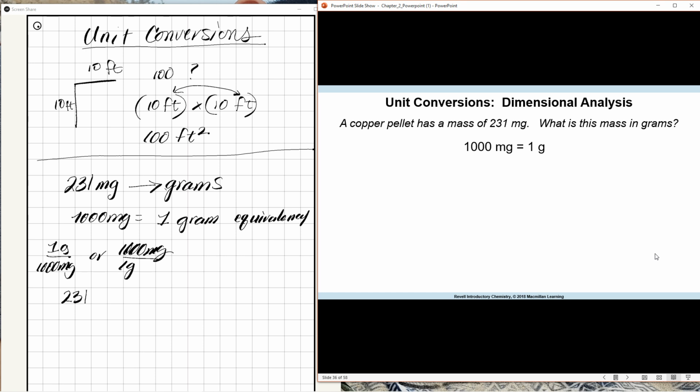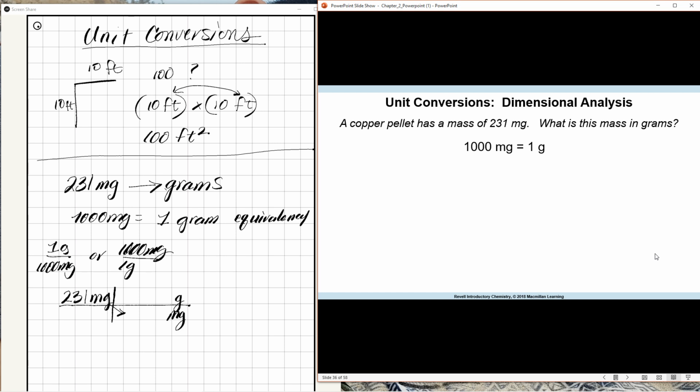Always start with your given. We are given 231 milligrams. We're going to convert it to grams. So if we set up our problem, we are going to bring this unit down, milligrams to the bottom, and the unit that we want on the top, grams on the top.